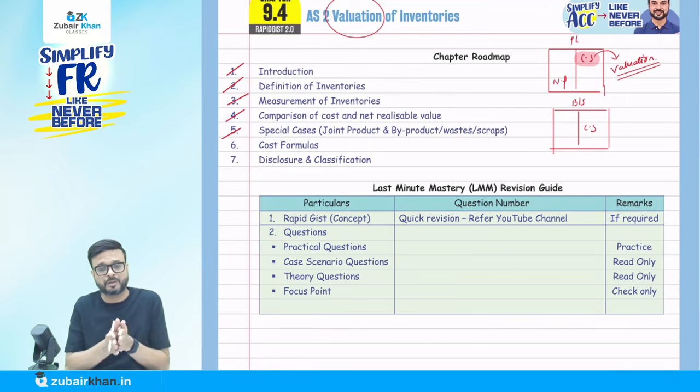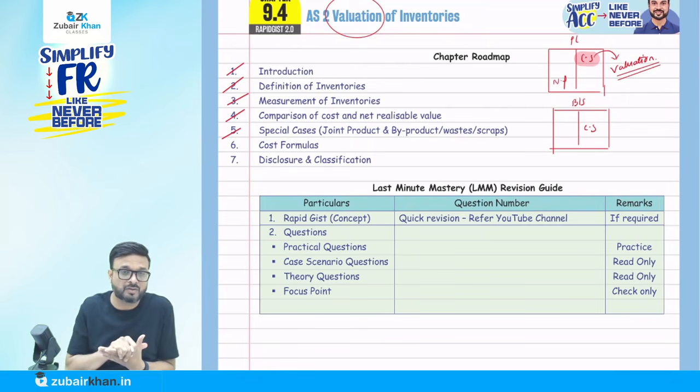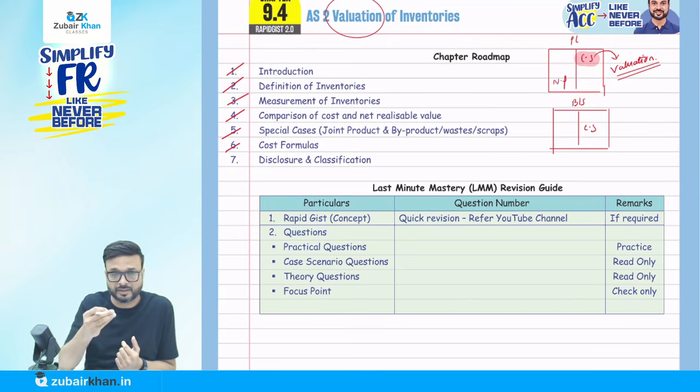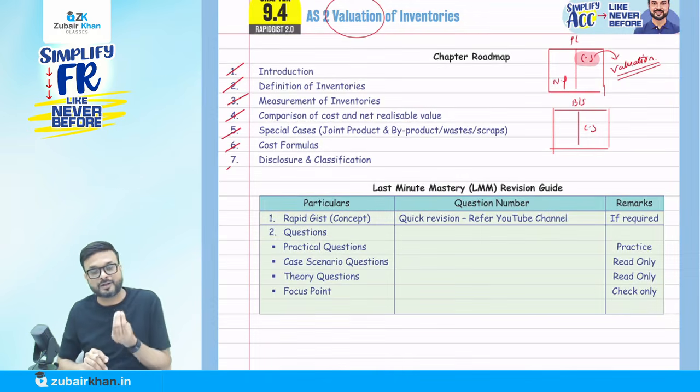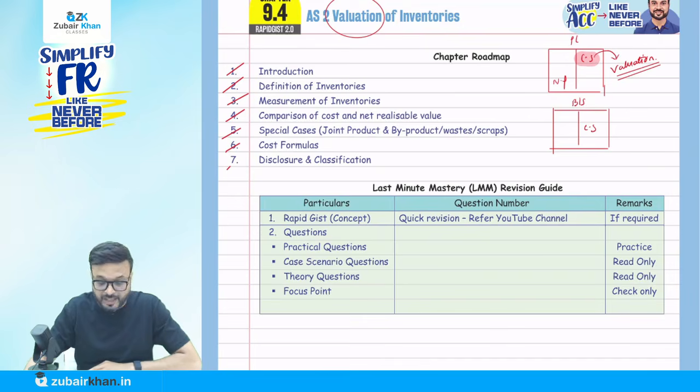The joint product that we discussed, on any rational basis, split-off point, sale value, split the joint cost on that. The byproduct: the NRV of the byproduct we have to deduct from the cost of the main product. What is the cost formula here? The specific identification method, FIFO method is allowed, weighted average method is allowed, but LIFO is not allowed. Disclosure we have to do: raw material, WIP, finished goods, stock in trade. So this is all about the concept that we have discussed.